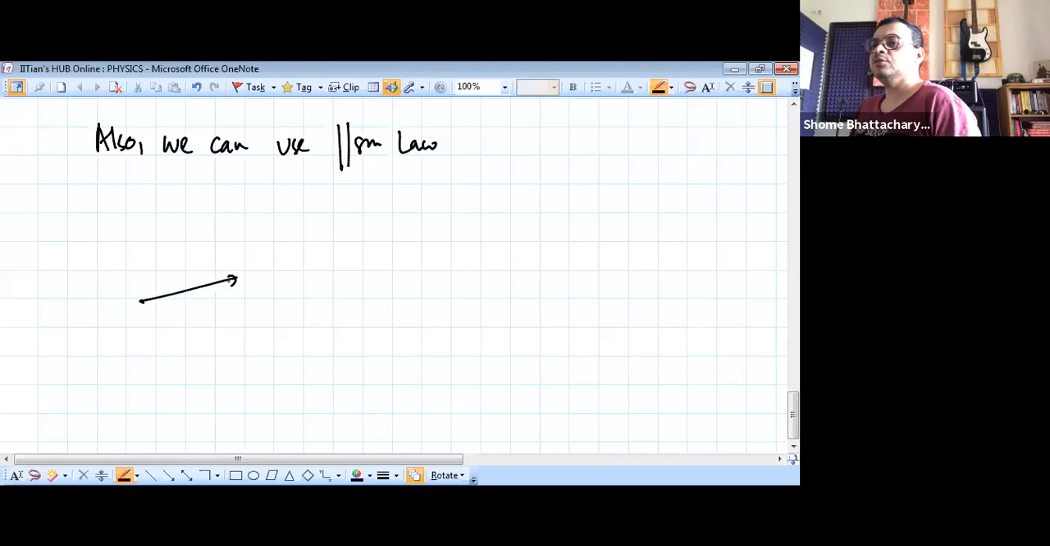If I just have randomly two vectors, A and some other vector B like this, what do I do in the parallelogram law? First, I draw the vectors A and B, but this time not head to tail. I draw them from a common origin. Then the parallelogram is completed.